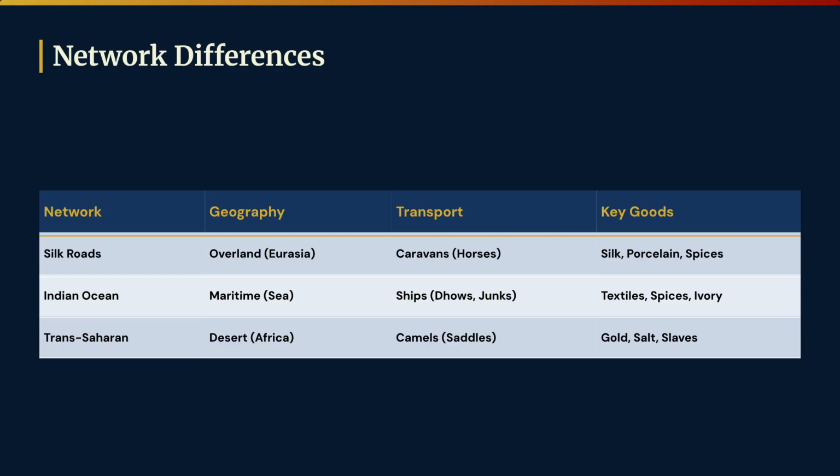While sharing similarities, these networks differed in geography, transport, and key goods. For example, the Silk Roads were overland with horses and focused on silk, while the Trans-Saharan utilized camels in the desert for gold and salt.